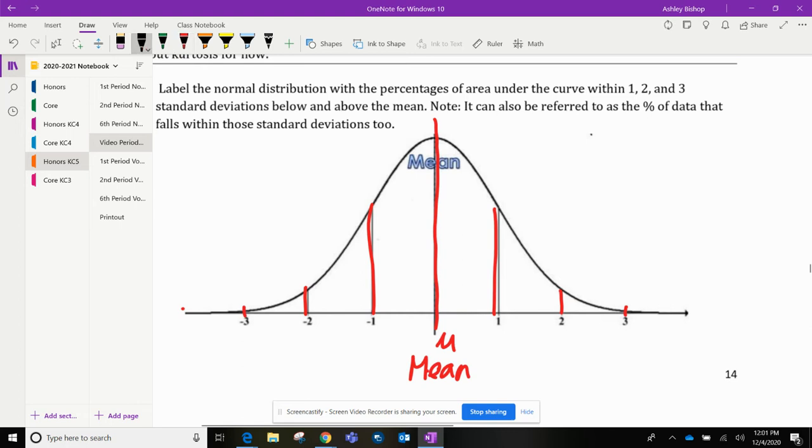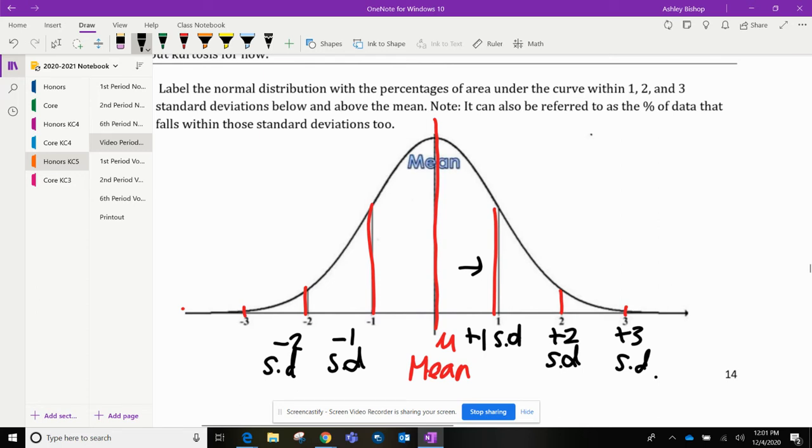This line right here is going to be standing for 1 standard deviation above the mean. This one right here is going to be 2 standard deviations above the mean, and this one right here is going to be 3 standard deviations above the mean. Same thing going in the other direction. This is going to be 1 standard deviation below the mean, and so I'm going to associate that with -1 below. This one's going to be -2 standard deviations below the mean, and this one is -3 standard deviations below the mean.